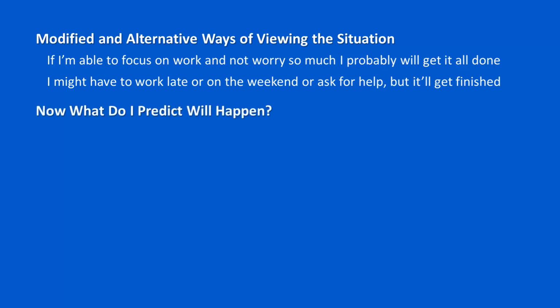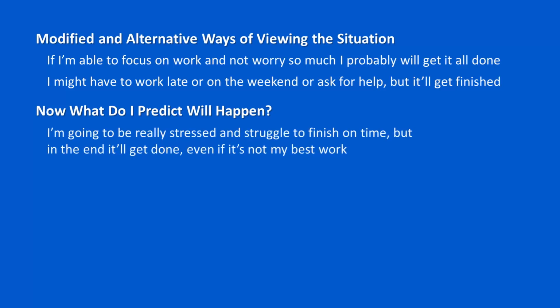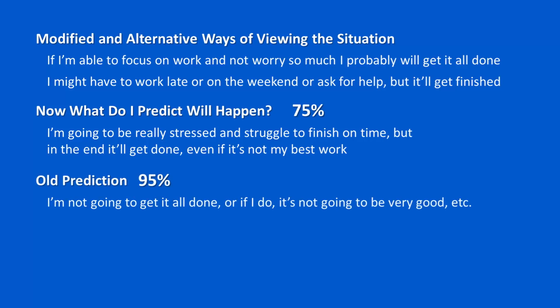And then we write down our new prediction about what we think will happen, which could be the most likely scenario we identified above, or it could be something slightly different, like, I'm going to be really stressed and struggle to finish on time, but in the end, it'll get done, even if it's not my best work. And we rate the likelihood that our new prediction will come true on a scale from 0 to 100%. And then we ask ourselves, how much do I believe my original prediction now? And we re-rate how likely we think it is that prediction will come true.